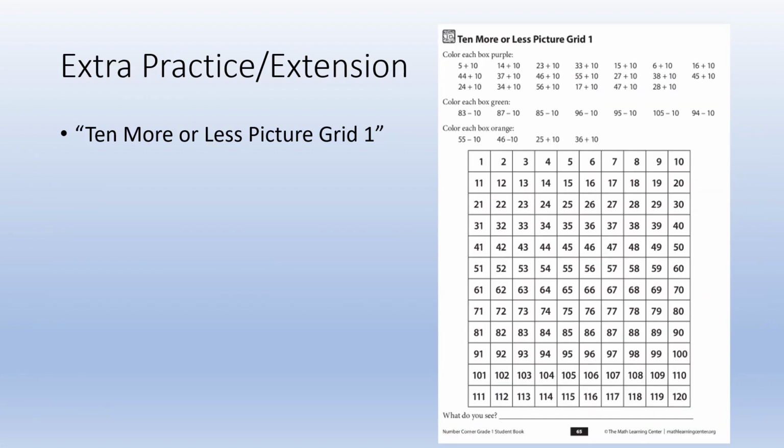If you're looking for extra practice or an extension of today's learning, you can complete 10 more or 10 less picture grid number 1. For this activity, you'll need 3 color crayons or markers, purple, green, or orange. If you don't have those colors, you can substitute something else. Check Schoology for your assignment.